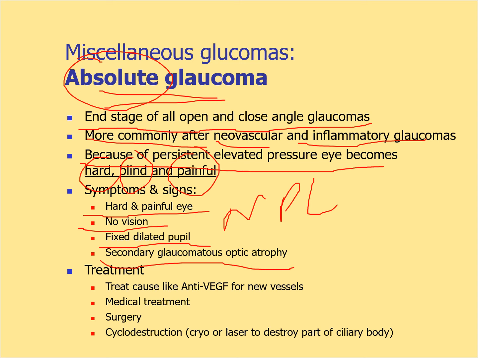The treatment is you treat the cause, like anti-VEGFs for the new vessels, and medical treatment to reduce the pressure and make the eye comfortable. If that doesn't work, then surgery, and we usually end up in cyclodestruction, which means cryotherapy or laser therapy to destroy part of the ciliary body so the pressure goes down.